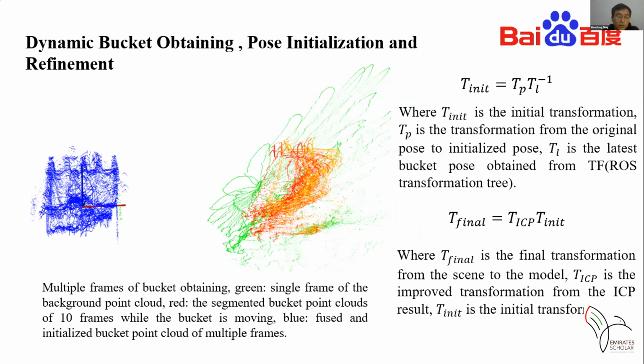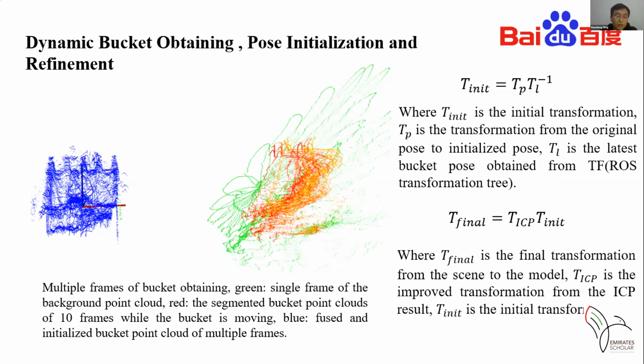We intend to fuse multiple frames of bucket points to get a dense bucket point cloud. To this end, we initially acquire the bucket pose from ROS's transformation tree corresponding with the current frame of point cloud. We then segment the point cloud by the radius search to extract the bucket point cloud. And after about 10 frames of the bucket point cloud are obtained, we fuse them by transforming them through the original pose.